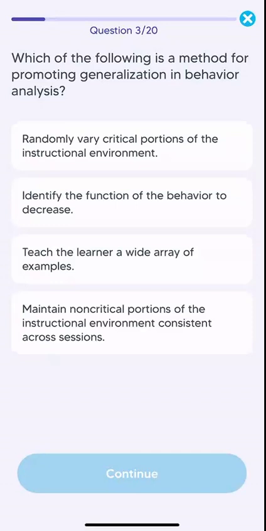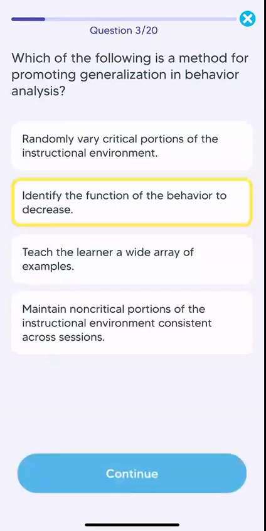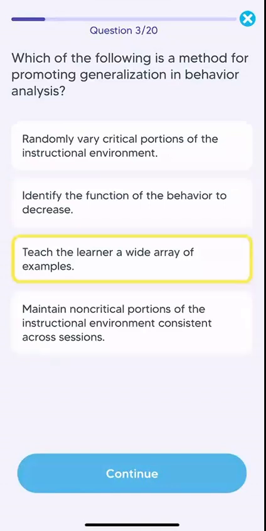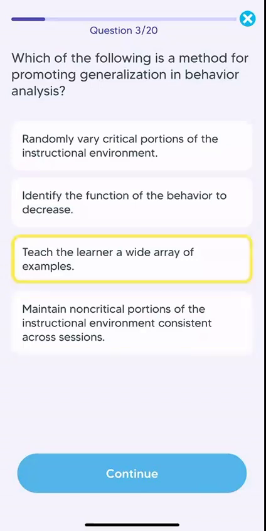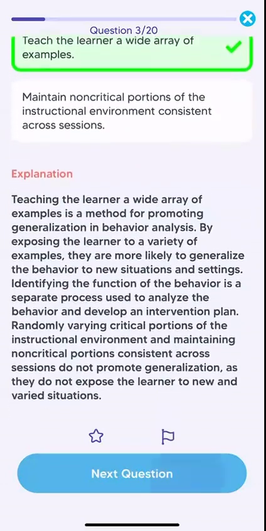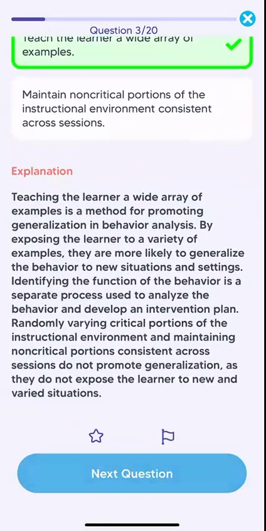Randomly. This is no. Varying critical. Teaching the learner for no example. Randomly. There's no. I think this one or this one. Teach the learner a wide array of examples. Why? Because this is generalization, right? For generalization, we have to use a wide array of examples. Correct. Yeah.